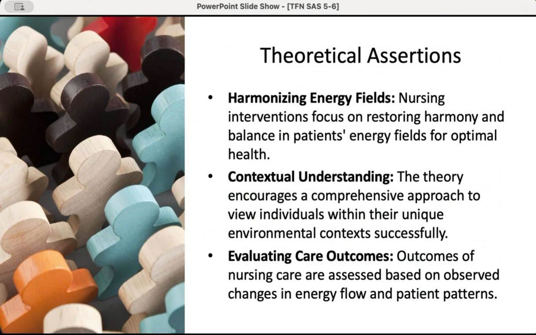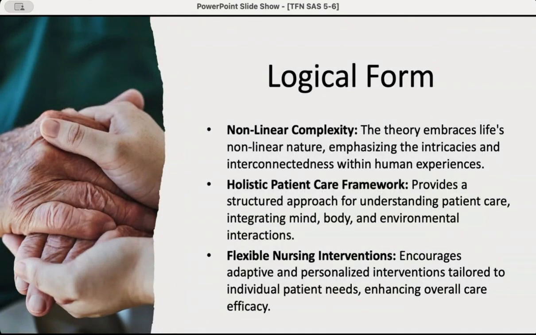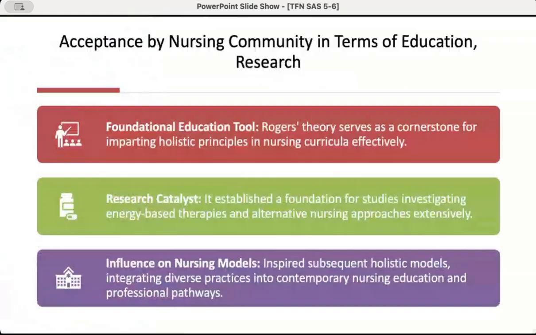And that's one way for us to make sure that our patient has better care outcomes. Okay. Logical form: we do have the nonlinear complexity, where the theory embraces life's nonlinear nature, emphasizing the intricacies and interconnectedness with human experiences. We also have the holistic patient care framework, which provides a structured approach for understanding patient care integrated with mind, body, and environmental interaction, and encourages adaptive and personalized intervention tailored to individual patient needs, enhancing overall care efficacy.